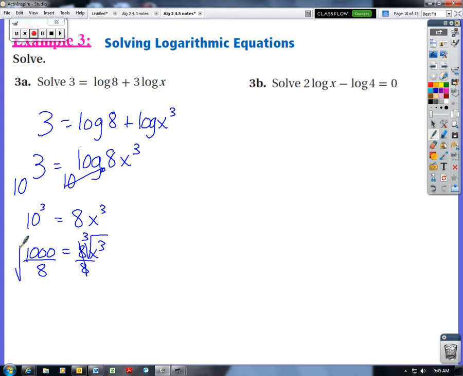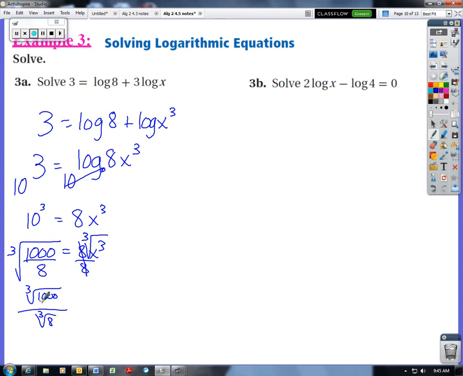Like so. And you're taking the cube root of that entire side. Guess what? Because this is a division and they're both under the cube roots, you can rewrite this as the cube root of 1,000 over the cube root of 8. And I want to do that because I can take the cube root of both of those.